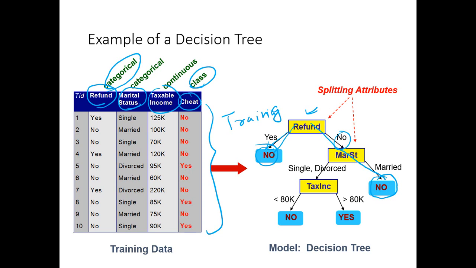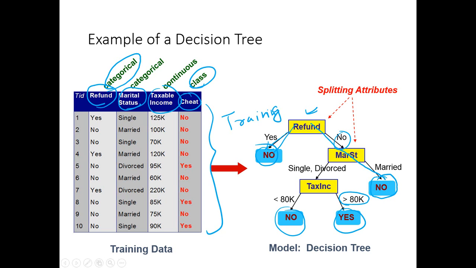The only case left is if he is single or divorced, then there is also a probability that he is going to cheat you, but it depends on the income. The taxable income. If the taxable income is greater than 80K, $80,000, then he is not going to cheat you. But if that's not the case, then he is going to, sorry, I said it wrong. If the taxable income is greater than 80K, then he's going to cheat you. Otherwise, he's not going to cheat you.